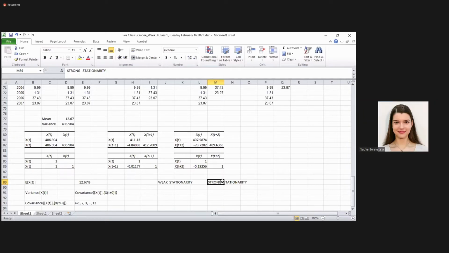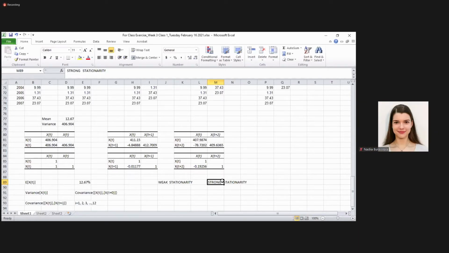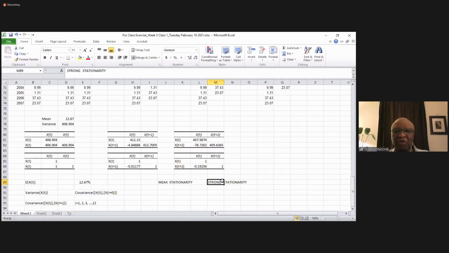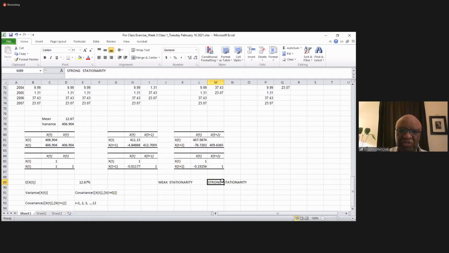Professor? Yes, ma'am. What is the main difference between weak and strong? They're like mean, variance and covariance are not constant. Okay, I just love all of you in my class because you all are so curious. That's excellent, Nadia. All right. So what we have just described for weak stationarity is the constancy of the first two moments, yes? Okay, so the first moment is the mean, the second moment is the variance. So the first two moments must be constant.